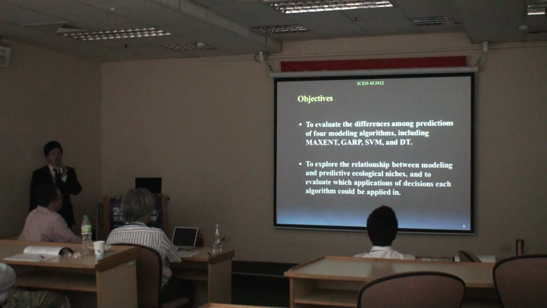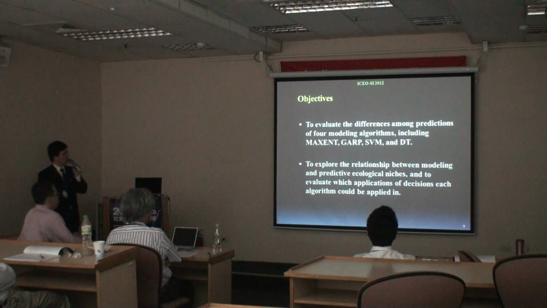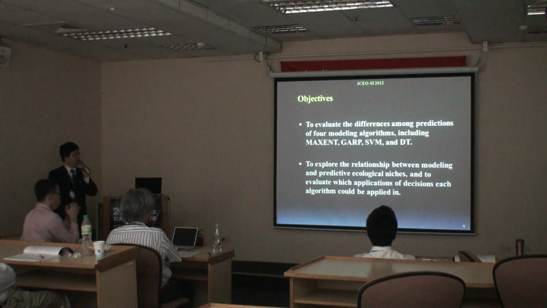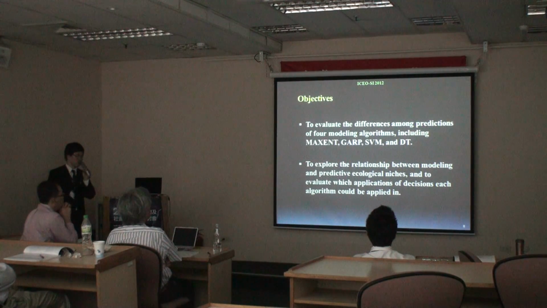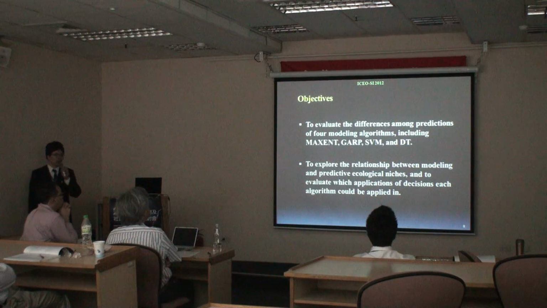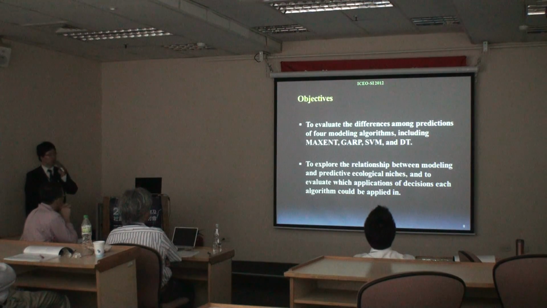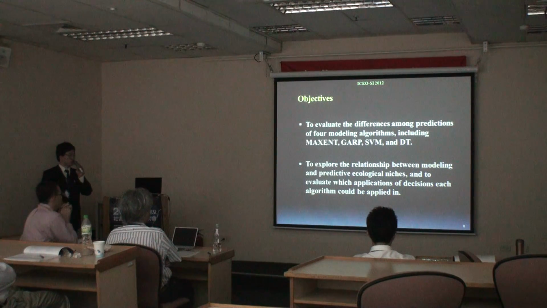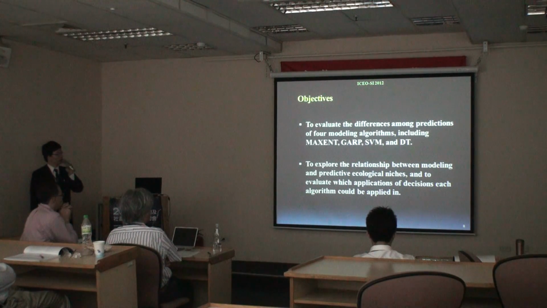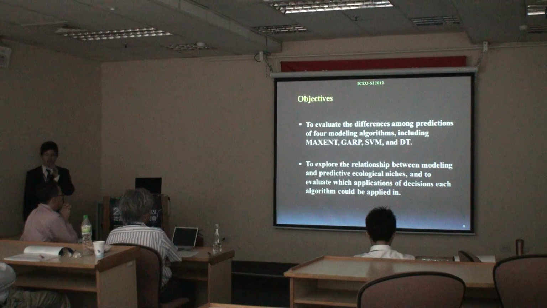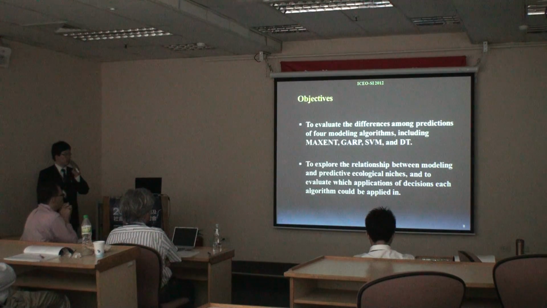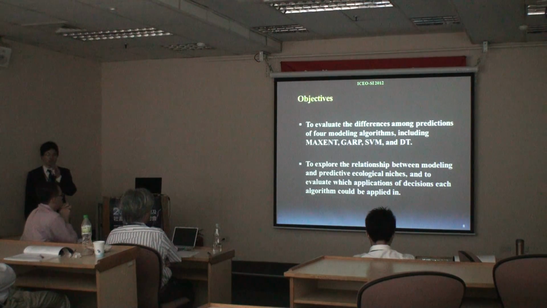The objectives of this study were to evaluate the differences among predictions for modeling algorithms, including MaxEnt, GAM, SVM, and DT. And we also want to explore the relationship between the modeling and the predicted ecological niche, and to evaluate which applications each algorithm can be applied in.